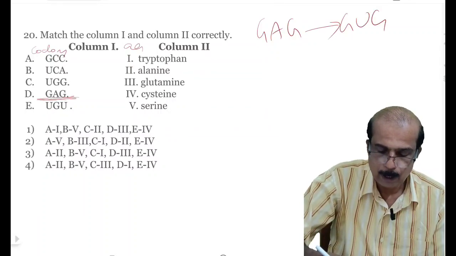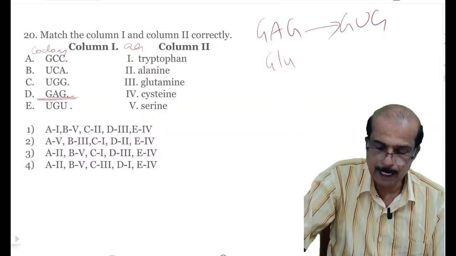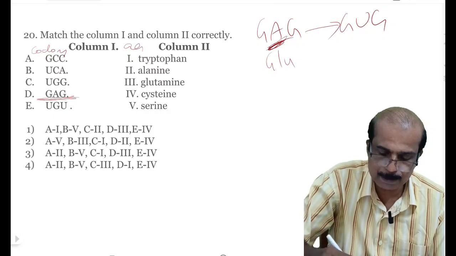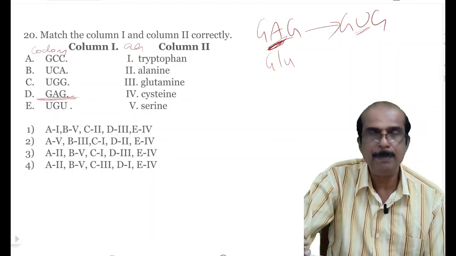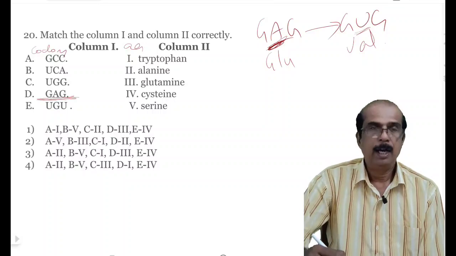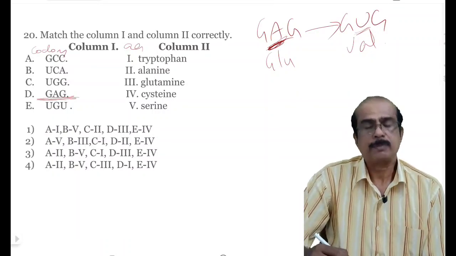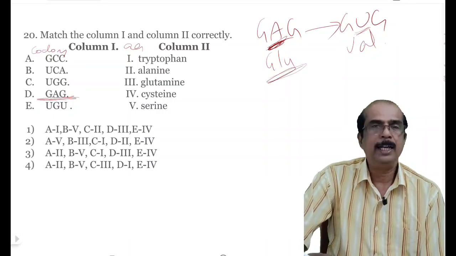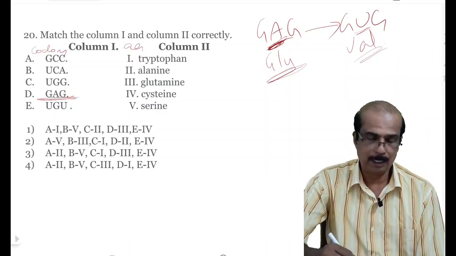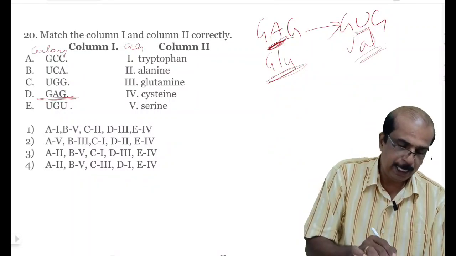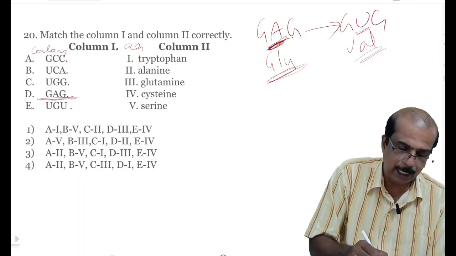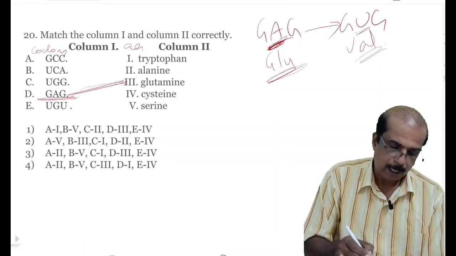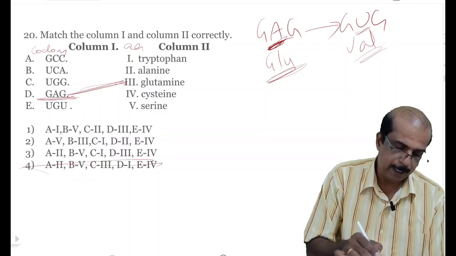GAG is for glutamine or glutamic acid. With a single base substitution, valine will replace it. When in hemoglobin glutamic acid is replaced by valine, there is sickle cell anemia. You know that fact very well. Here GAG codes for glutamic acid, so D will be matched with 3. Here D3 is for options 1 and 3 only.